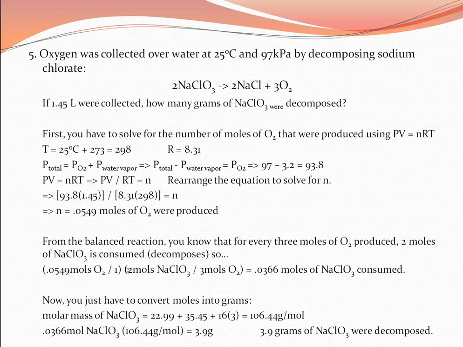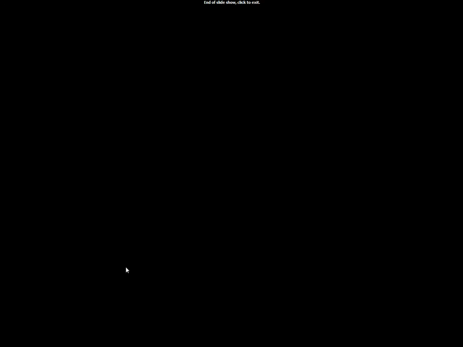The molar mass of NaClO3 is 22.99 from Na plus 35.45 from Cl plus 16 times 3, because there are 3 oxygens, which is 106.44 grams per mole total. So 0.0366 moles of NaClO3 times 106.44 grams per mole, which converts to grams by canceling out moles, is 3.99 grams of NaClO3 decomposed. So I hope you learned something from this, and good luck with partial pressure.